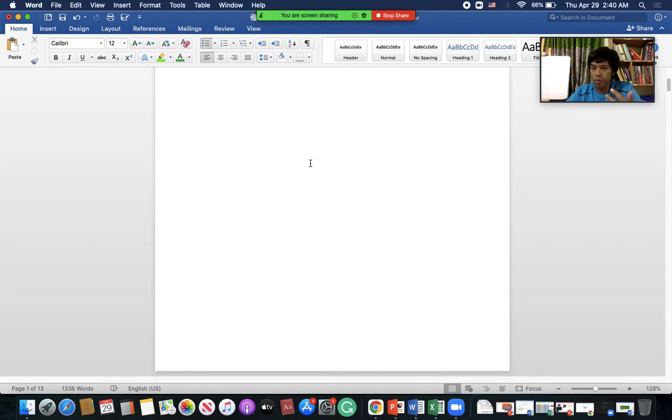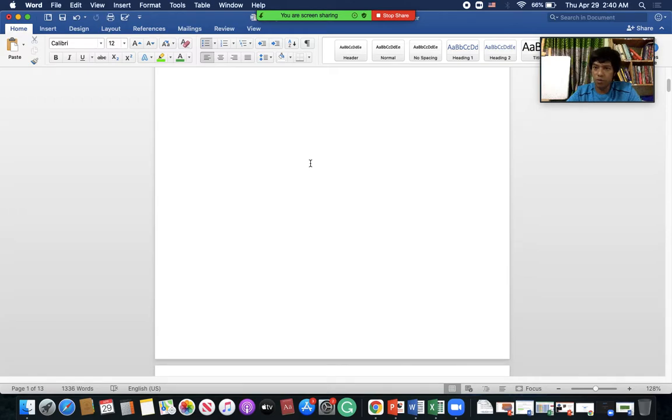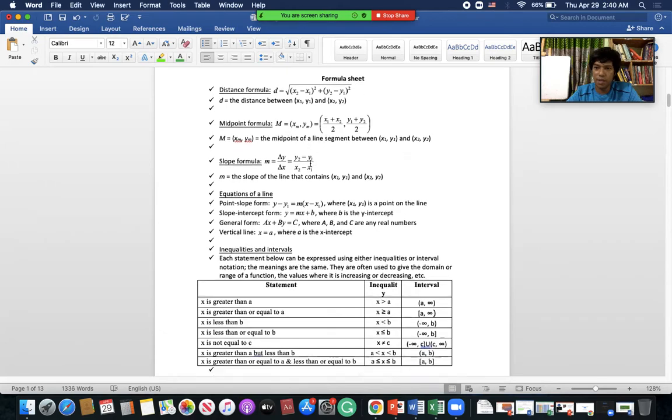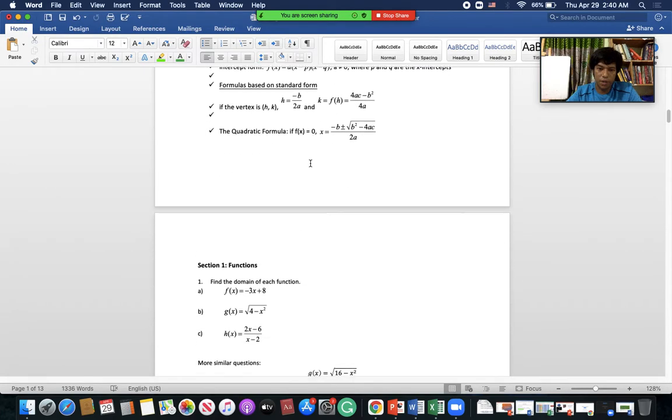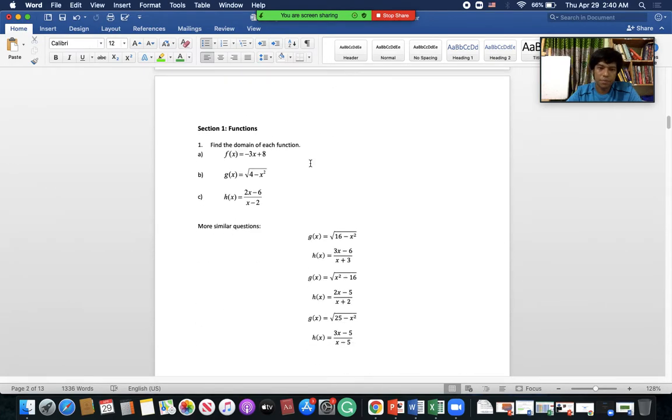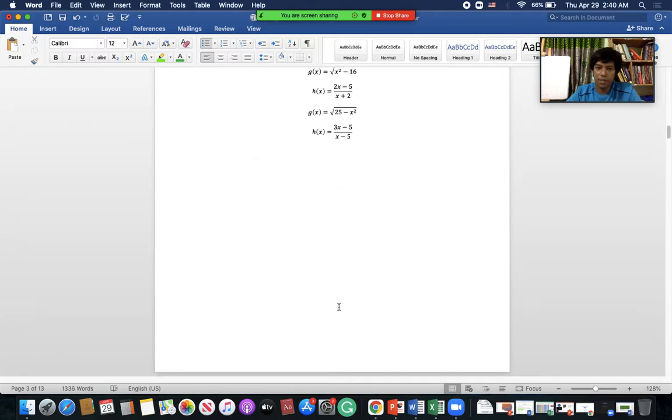We'll go briefly over the questions just to give you some hint about which question is related to what type of objectives. The first one is finding the domain from the function. Some functions are given. What is the domain? Is it all real numbers, or all real numbers except this and that? That kind of question. A few more similar questions are here for practice.